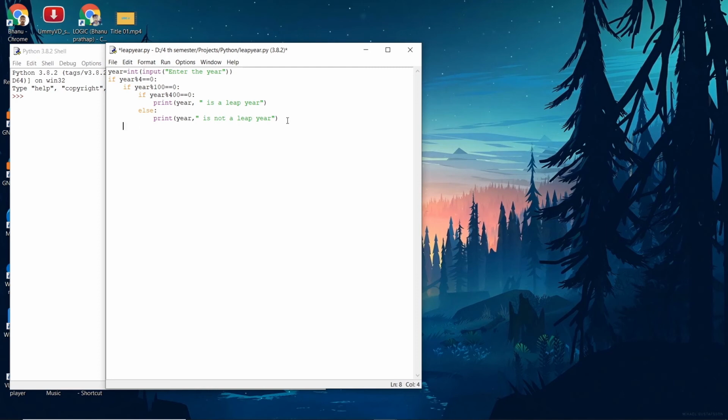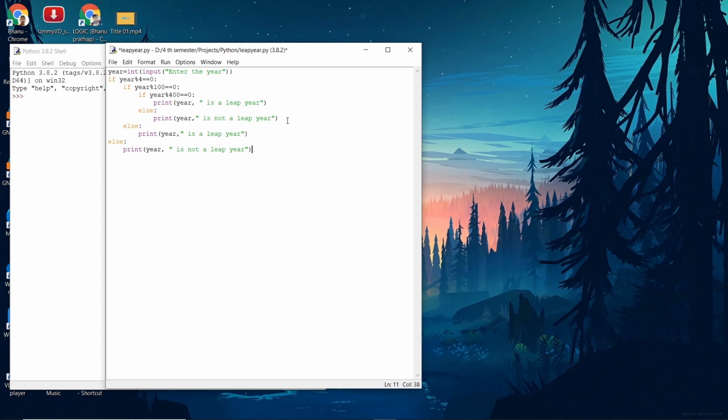Now if it is divisible by 4 and not divisible by 100, then that year can be considered as a leap year, else print year is a leap year. And if it is not divisible by 4, then that year is not a leap year. Else print year is not a leap year.